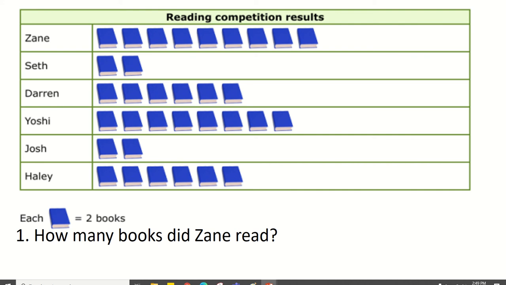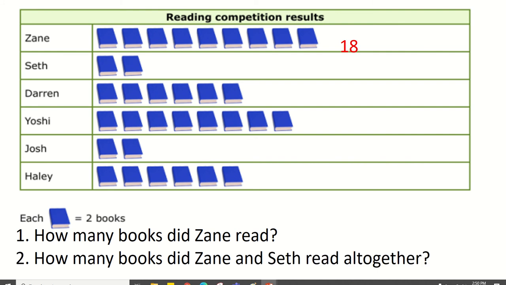Well, let's see. Here's what I'm going to do. I know that every one book represents 2 books read, so I can just skip count by 2s. 2, 4, 6, 8, 10, 12, 14, 16, 18. Zane read 18 books. Let's answer another question about this pictograph.